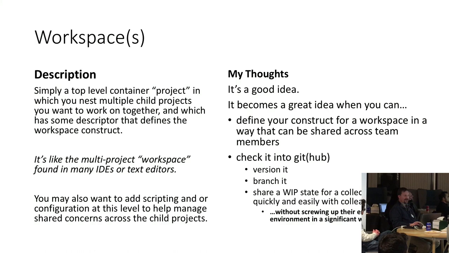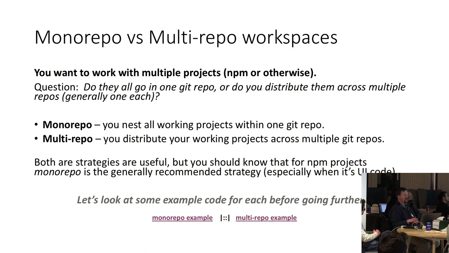So let's really quickly talk about the differences between monorepo workspaces and multi-repo workspaces. You want to work with multiple projects, and this can be NPM or otherwise. You might have server-side projects as well. Do they all go in one Git repo, or do you distribute them across multiple repos? And when you're distributing them, usually I see people do one project per repo.